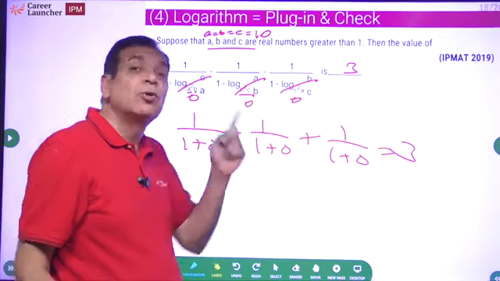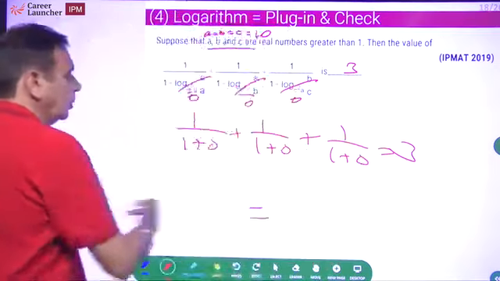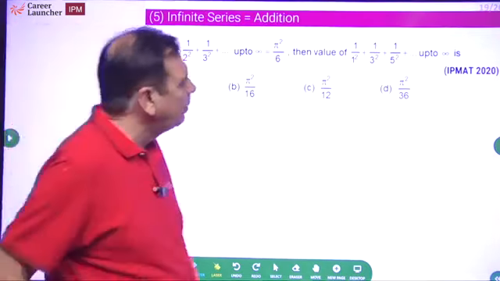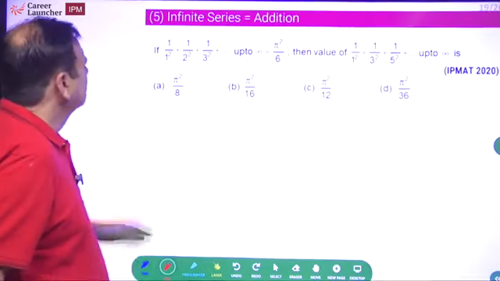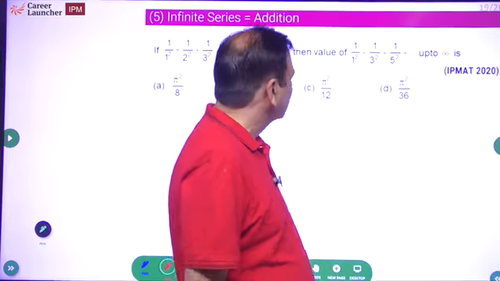Who said logs are difficult? They are difficult when you don't apply the jugaad principles that I am talking about. Infinite series. Very, very interesting question. IPMAT 2020. The value of this is pi square by this. What is the value of this expression?